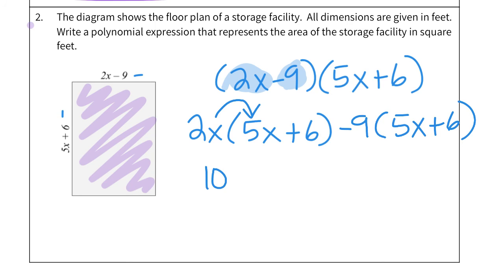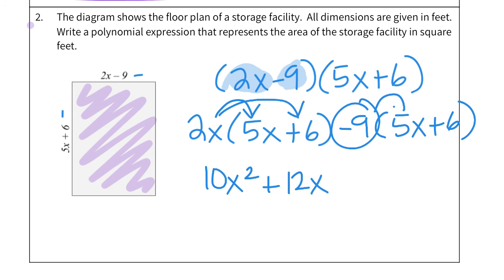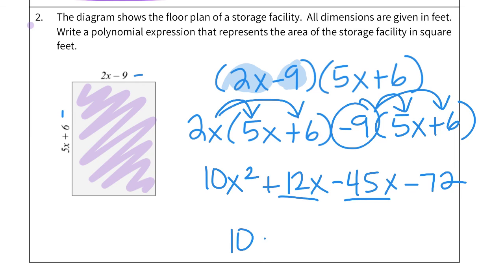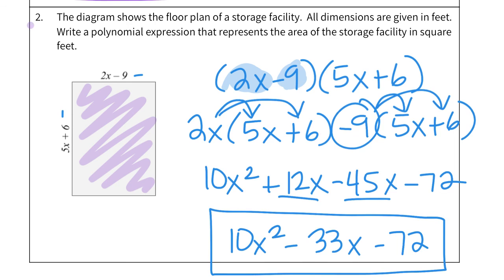2x times 5x gives me 10x squared. 2x times 6 is positive 12x. This time I have the 9, so negative 9 times 5 is negative 45x. And negative 9 times 6 is minus 72. So if you notice, the 2 in the middle are like terms, so we're going to combine those. But positive 12 minus 45 is going to give me a negative number. That's going to be negative 33x, and then minus 72. So that polynomial there represents the area of that shaded in region.